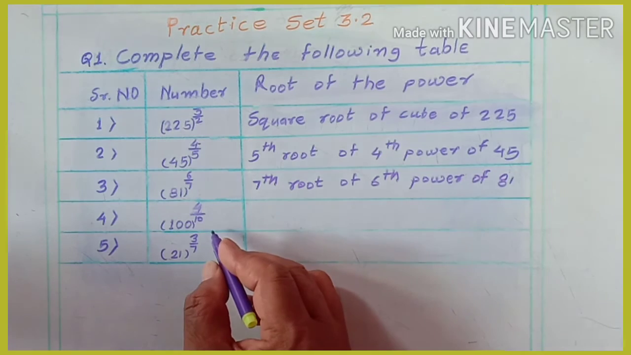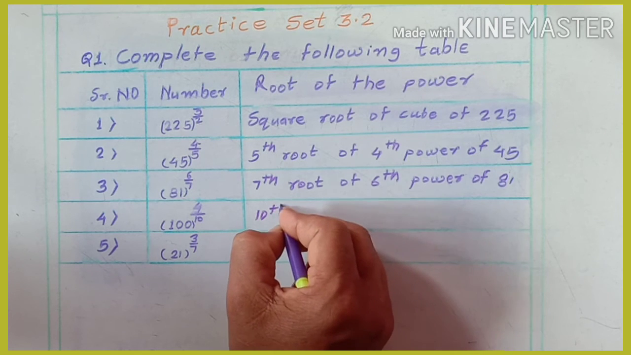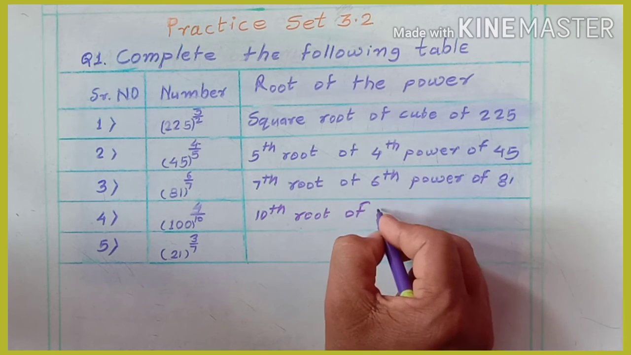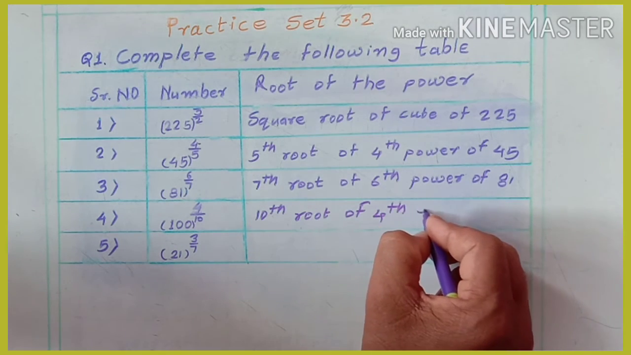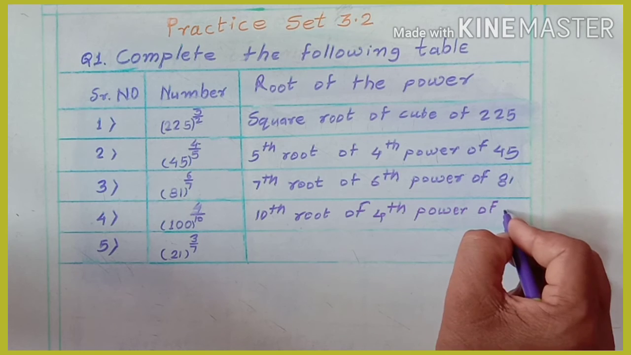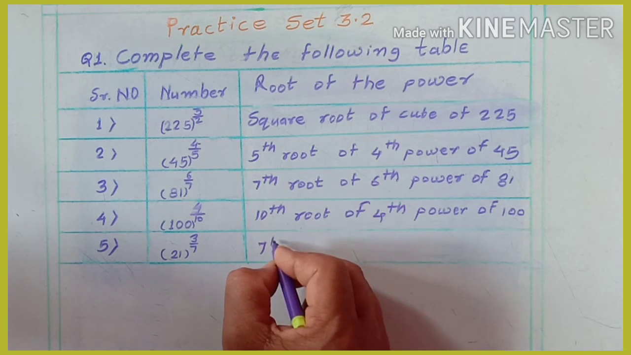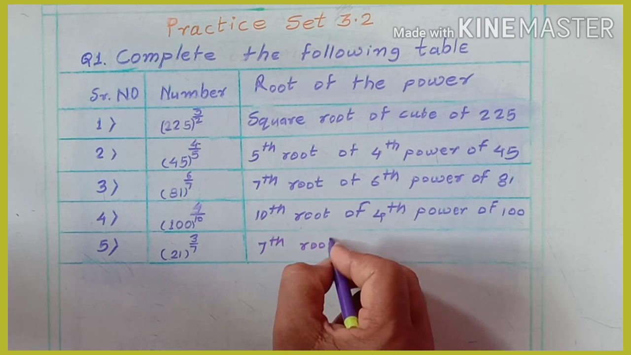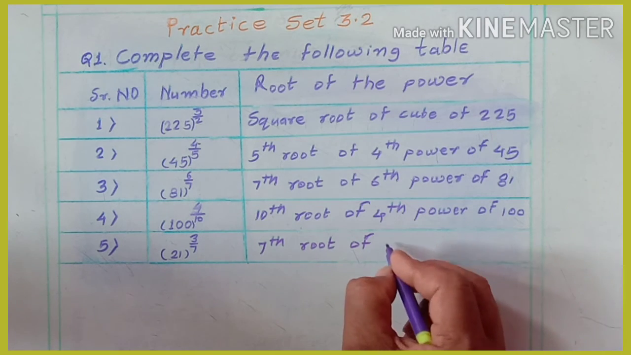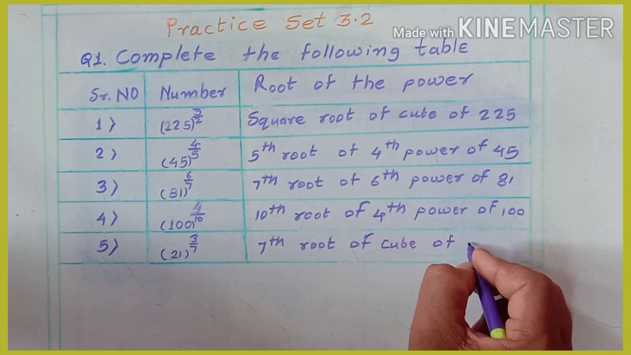Tell me the fourth answer: 10th root of fourth power of 100. And last, 7th root of cube of 21.